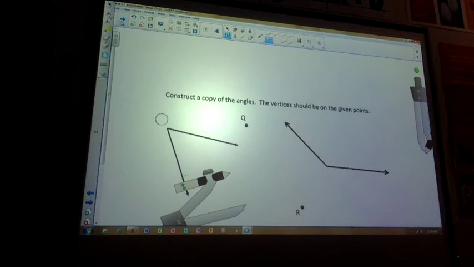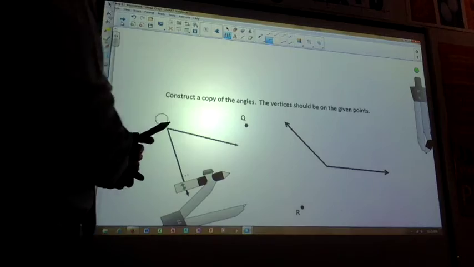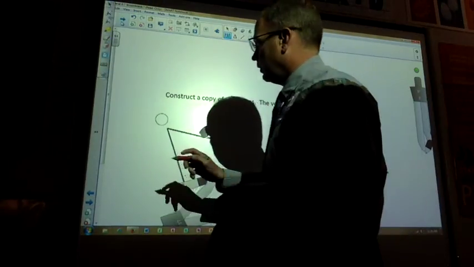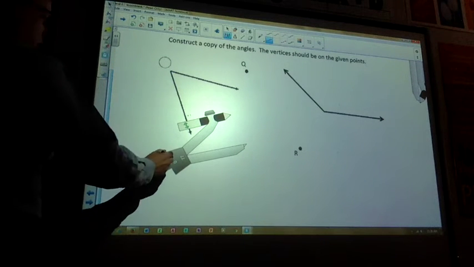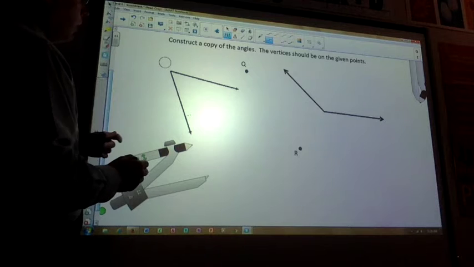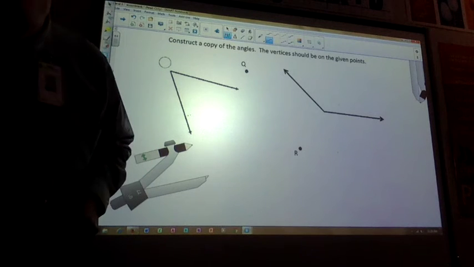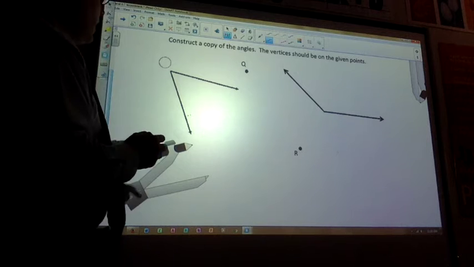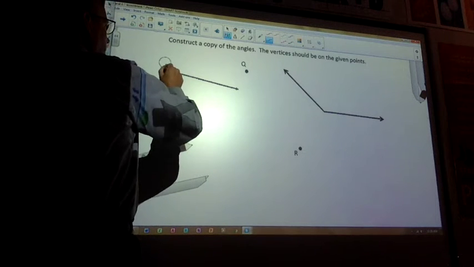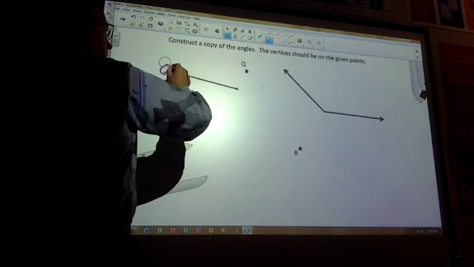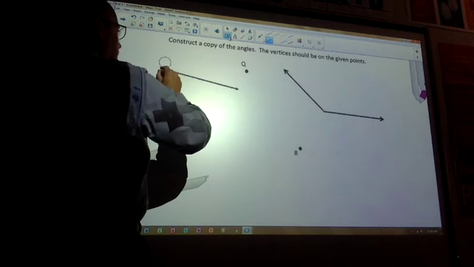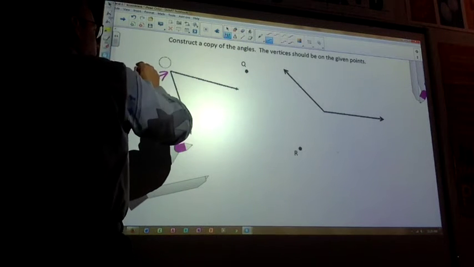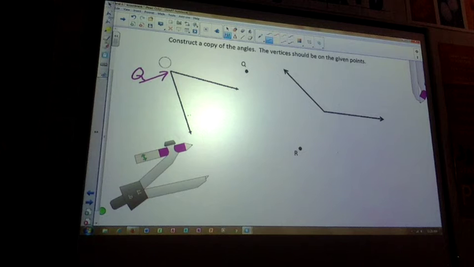Next page. Construct a copy of the angles. The vertices should be on the given points. Okay. So let's see. Let's bring this down a little bit. So I believe what I'd like to do is, I'm going to have this here become point Q. Is that all right? I'm actually going to erase it because I don't want it on there like that. So I'm going to duplicate this angle.